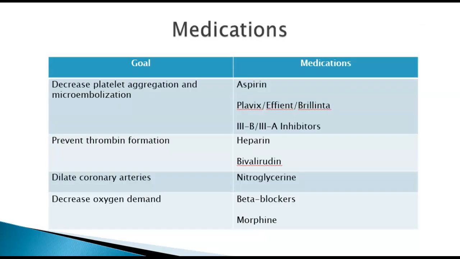Medications. Remember we had those goals to decrease platelet aggregation? Well, that's what aspirin is for. We also use Plavix or Brilinta. The other thing was to prevent thrombin formation. That's what heparin is for. To dilate the coronary arteries, we use nitro. And to decrease oxygen demand is beta blockers. But also, guess what? Morphine can decrease oxygen demand.